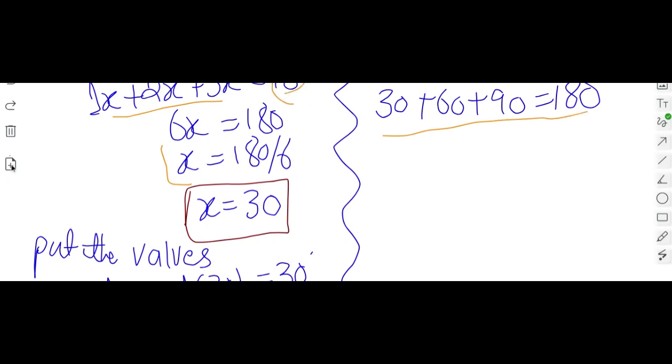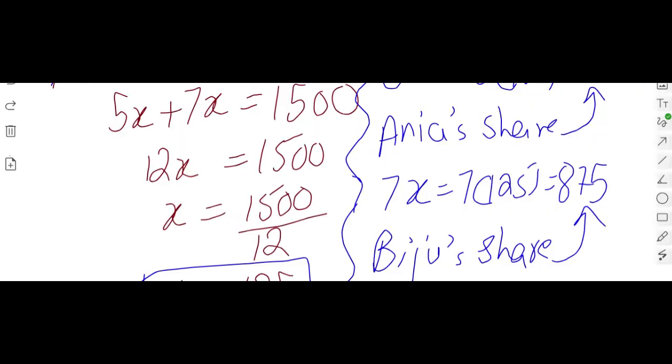Okay, and the last part of this 10A exercise, we have to do it again. Let it be x, 5x plus 7x, and we have to find the share between Anya's share and Biju's share. 5x plus 7x is 12x, I get 1500, and then by division I get 125. I just have to put the values in Anya's and Biju's. I get Anya will have 625 and Biju will have 875.